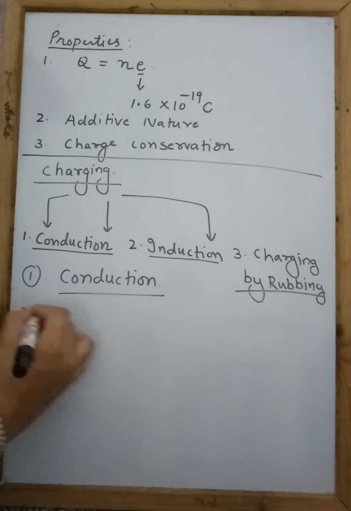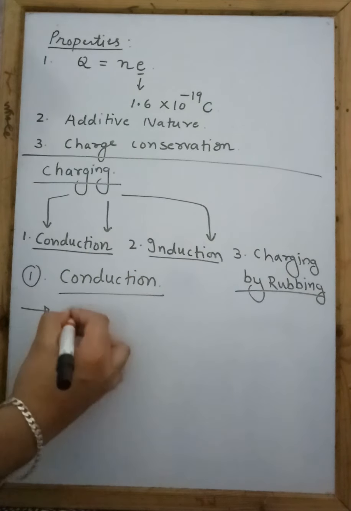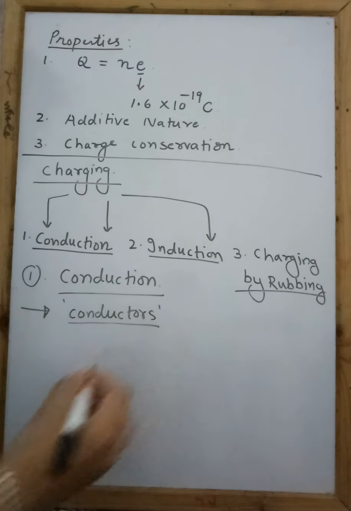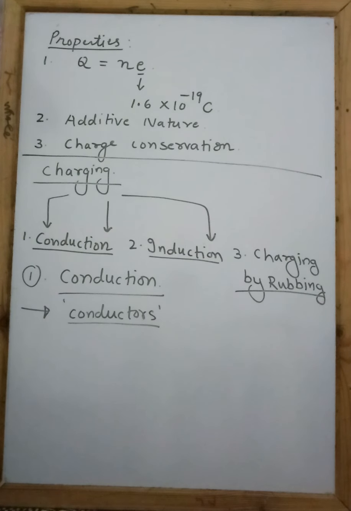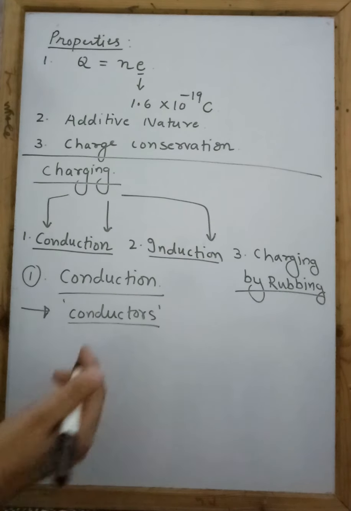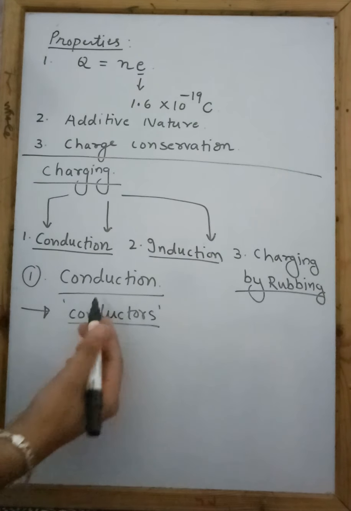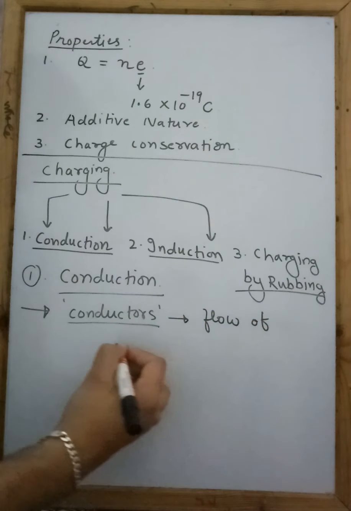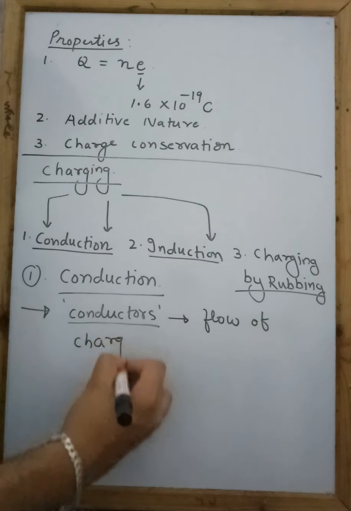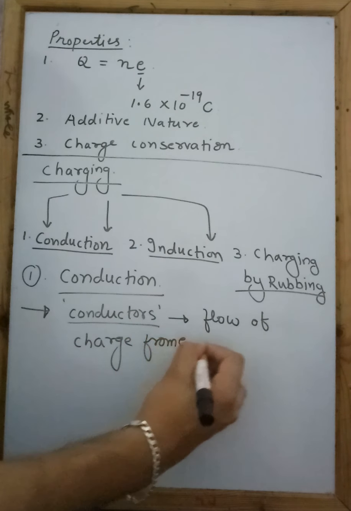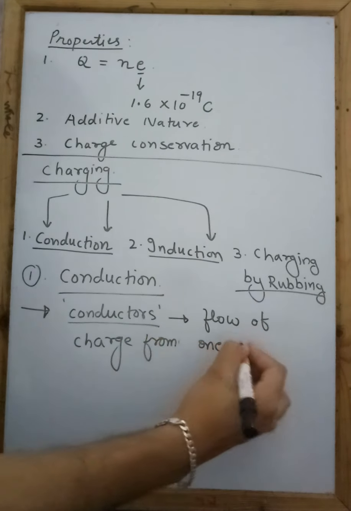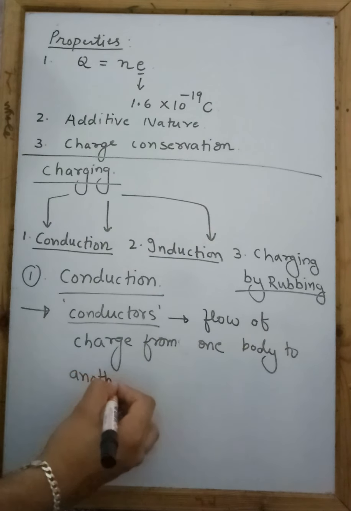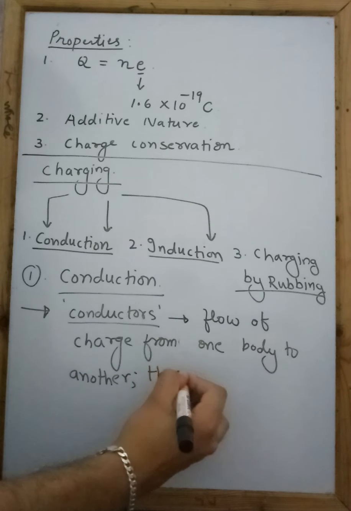Now when I say conduction, what does conduction refer to? The word conductors, you must have heard it before also. Conductors are those substances which possess free charges, or I should say free electrons. And conduction basically refers to the flow of charge. So conduction refers to the flow of charge from one body to another through a contact between them.